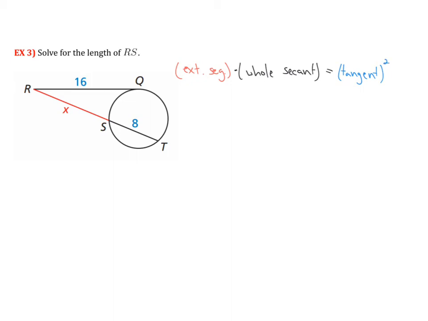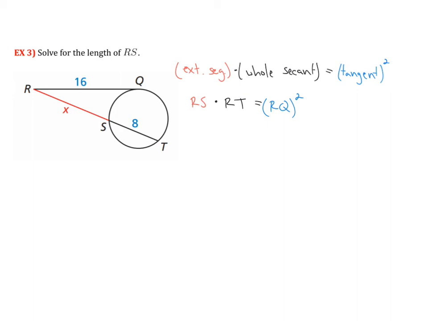So the external segment is RS. Again, it is because it is the segment that is on the outside of the circle, hence external. And I'm going to multiply that with the entire segment, which is RT. And this will be equal to RQ squared. Now that I have our geometric equation, we can just substitute in.